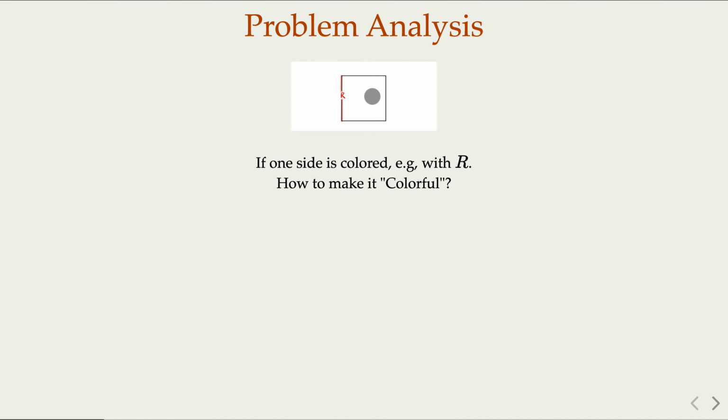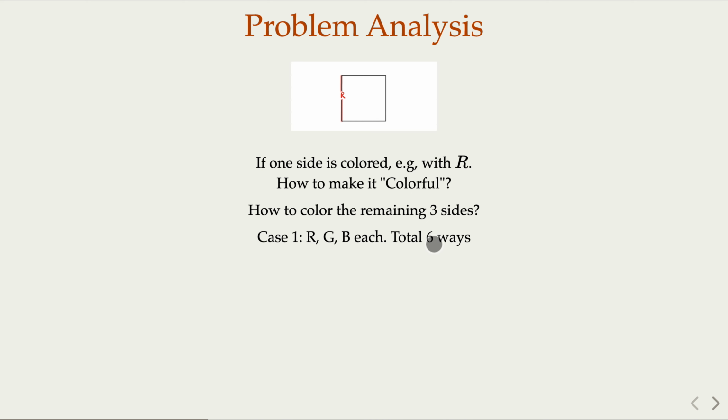We claim that there are 3 cases to make it colorful. Once you have the first one colored with red, for the 3 remaining sides you could have RGB each. If you have RGB each, there are a total of 3 factorial, that's 6 different ways to do that. Now, of course, in the second case, you can color 2 green and 1 blue. In that case, you have 3 different ways of coloring that, because you really choose which one is the blue. There are 3 different choices.